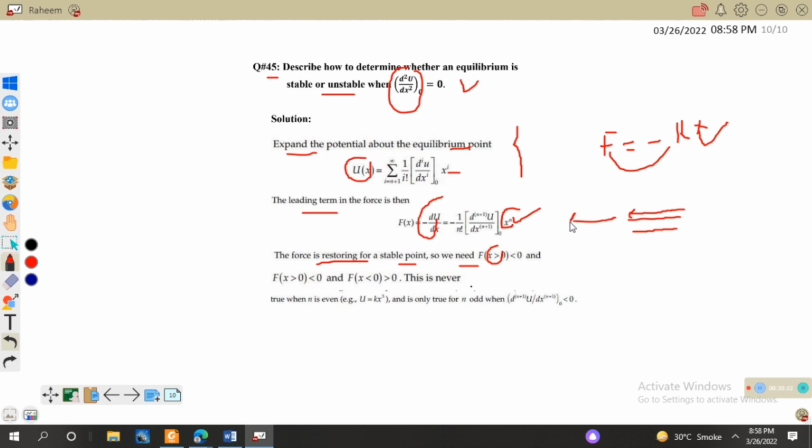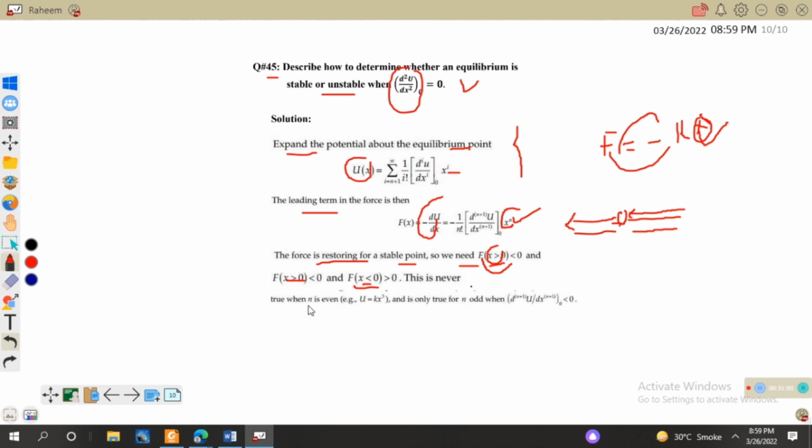So if we take this particle from this point to this, again the restoring force will act and it will come back. In this case our force will be proportional to minus k times some x. If x is positive, our force will be negative. If x is negative, the force will be positive. So the force is restoring for a stable point, so we need that for x greater than 0, force will be less than 0, and for x less than 0, force will be greater than 0.